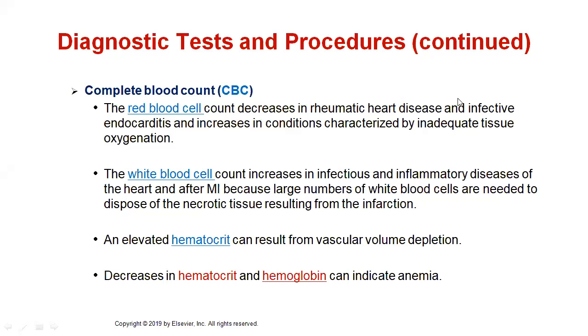So in case the patient has any heart disease like inflammatory disease or rheumatic heart disease, we have to go for a complete blood count. Complete blood count includes the red blood cell count, white blood cell count, hematocrit, hemoglobin, ESR or erythrocyte sedimentation rate, all is included.